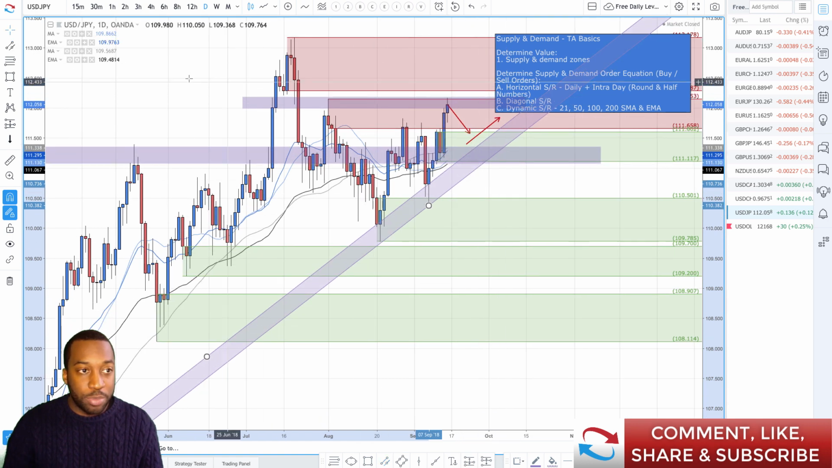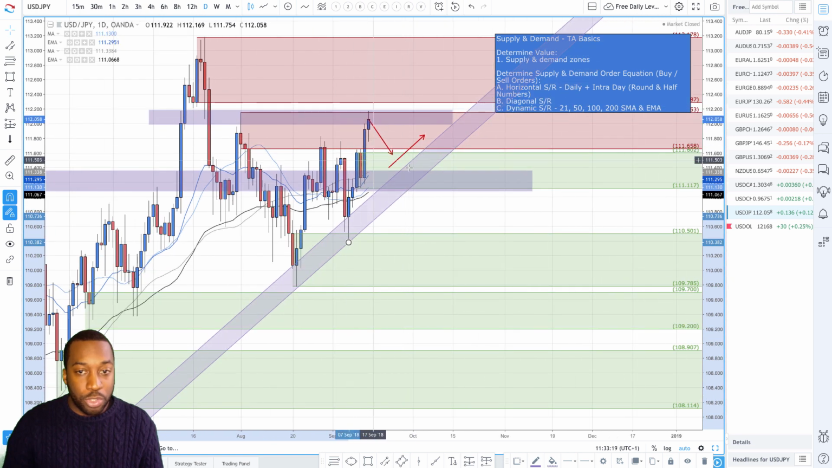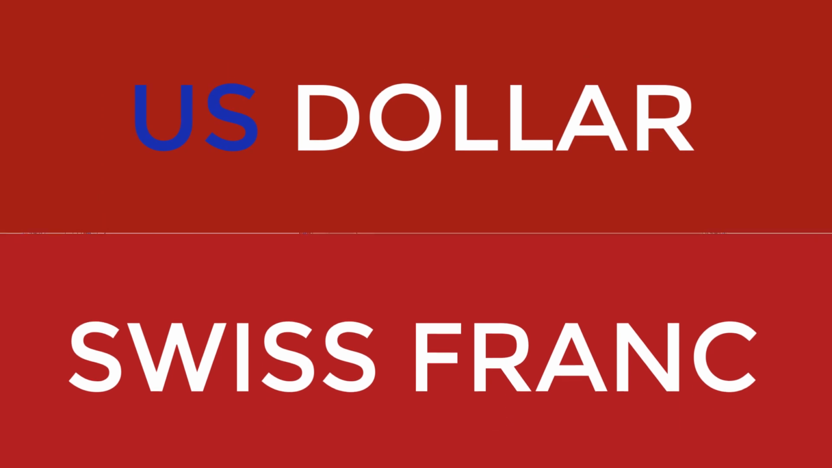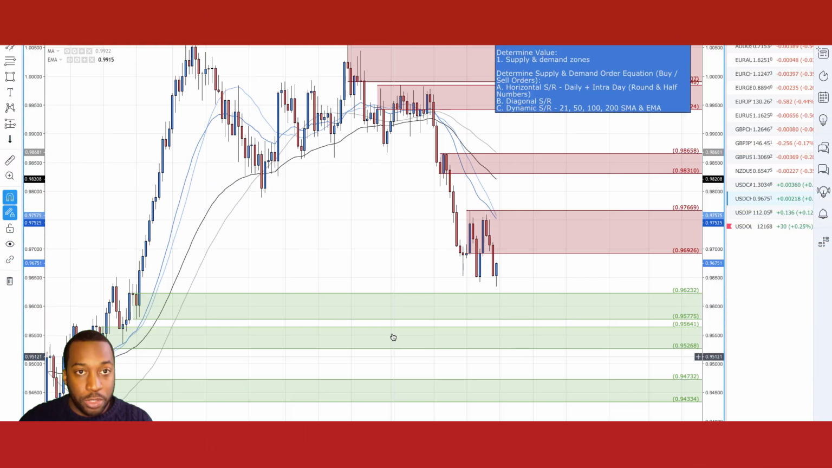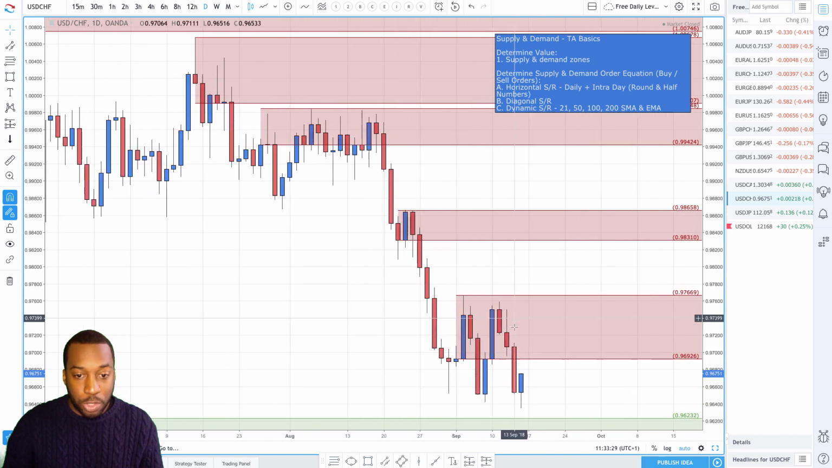From a sell trade perspective, we don't really have any dynamic or diagonal support and resistance, but we do have the horizontal. So those are your options. Moving on to the dollar Swiss, and last week we did create a demand zone here.